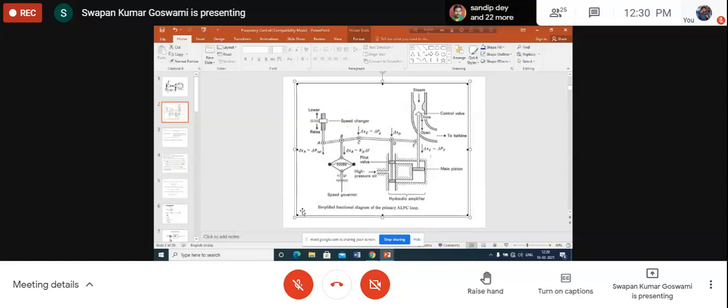Obviously, at steady state, the speed of the generator will be synchronous. But during transition, it has to be either above synchronous or below synchronous, depending upon the event that is taking place. Okay, is it clear?